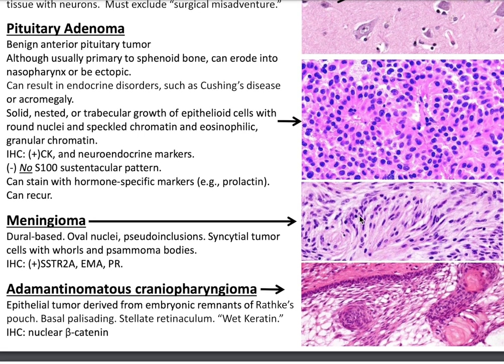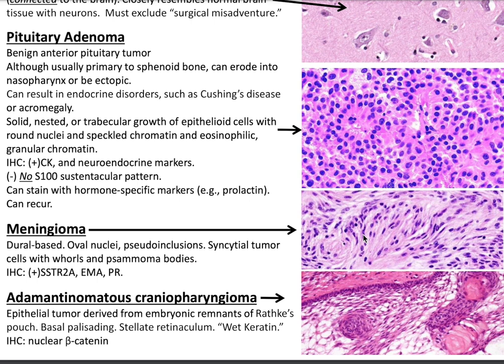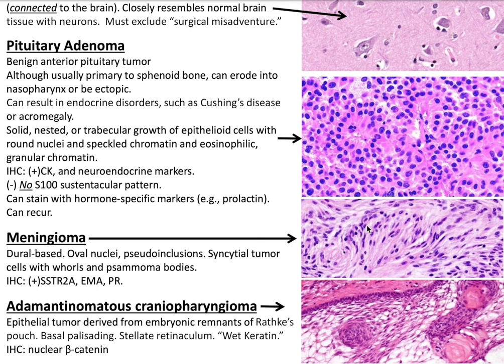It can stain with hormone-specific markers like prolactin and can recur. Meningioma. This is a dural-based tumor. Cytologically, you'll have oval nuclei. You can get pseudo-inclusions. It's a syncytial architecture with whorls and psammoma bodies. The most specific IHC at this moment is SSTR2A, but it's also positive for EMA and PR.